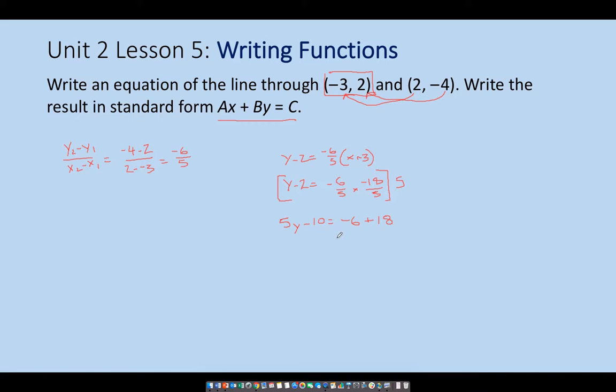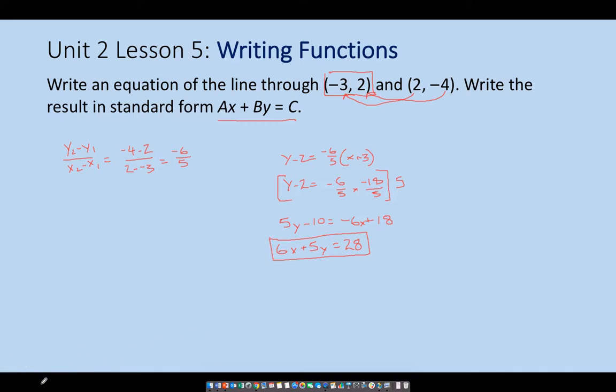All right, fantastic. Let's go ahead and start pushing things around. Although I guess there's supposed to be an x here. Let's go ahead and add the 6x to both sides. So 6x plus 5y. Let's go ahead and subtract, or I guess add the 10 to both sides, and I get 28. And now it's in standard form, like it asked.